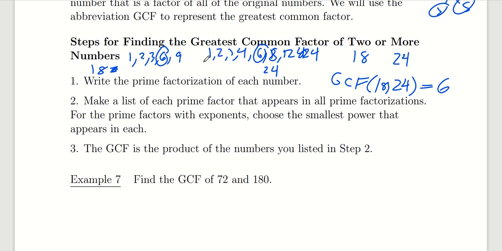In order to find the GCF of two or more numbers, the first thing we are going to do is write out the prime factorization of each number. Once we have the prime factorization, we're going to make a list. We're going to write it with exponents. We then go through for the prime factors with the exponents, and we choose the smallest power that appears in each. And then the GCF is just going to be the product of those numbers that we found in step 2.